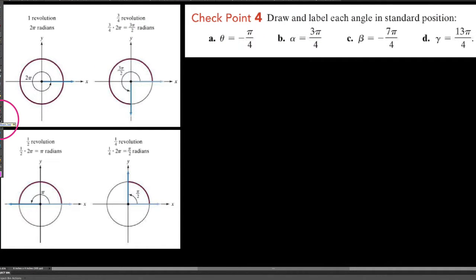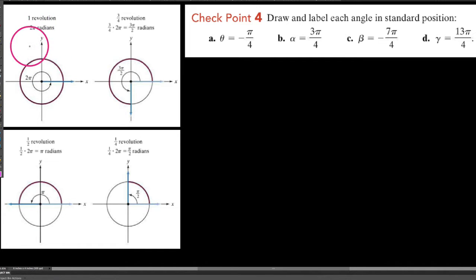Okay, YouTube, in this video we're going to be working on identifying and sketching angles that are listed in a radian measurement. This is something new for a lot of people, and we're going to build off of some pretty basic facts, starting with what you see over here on the left.